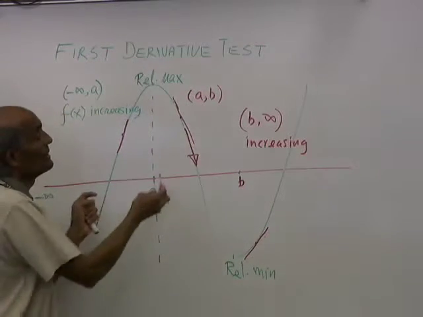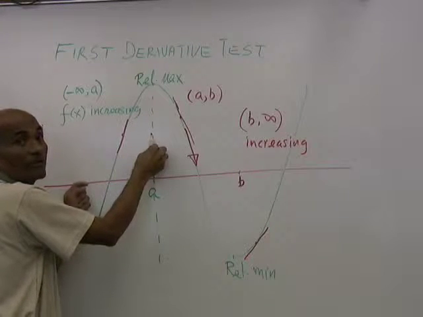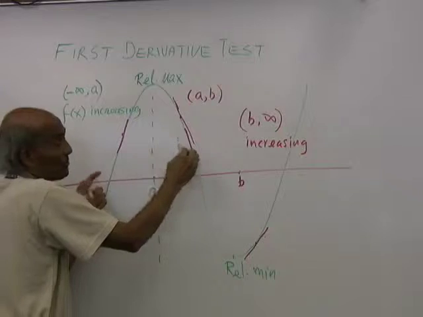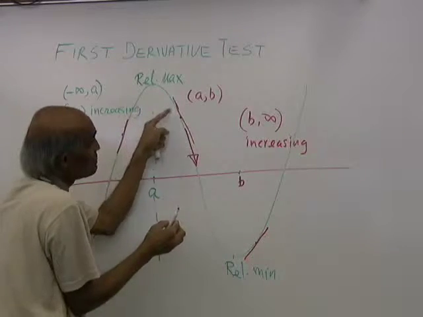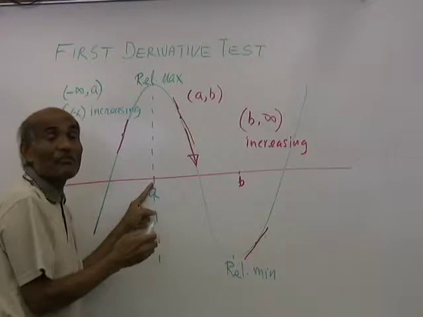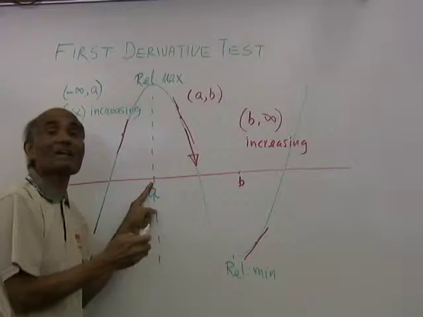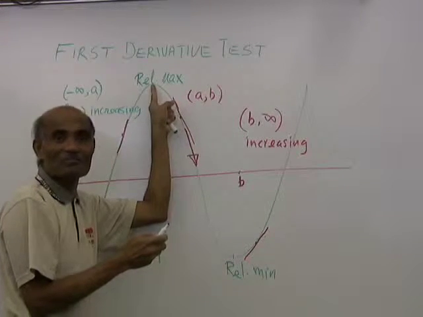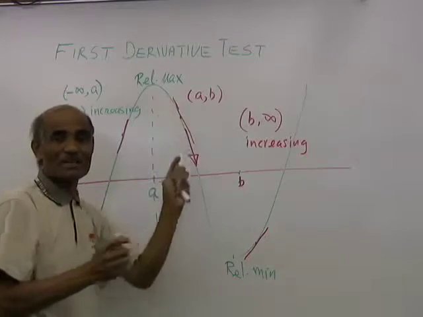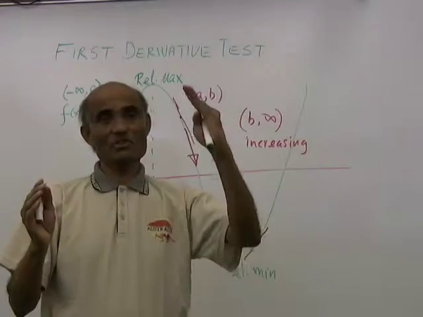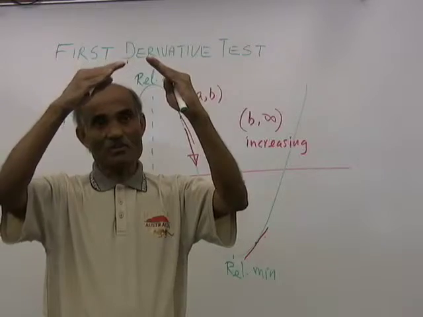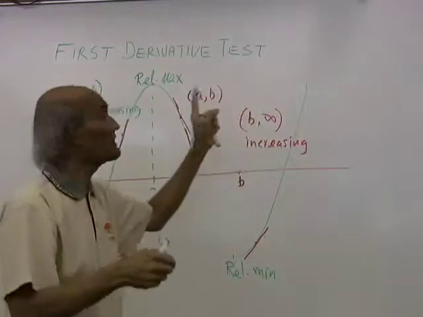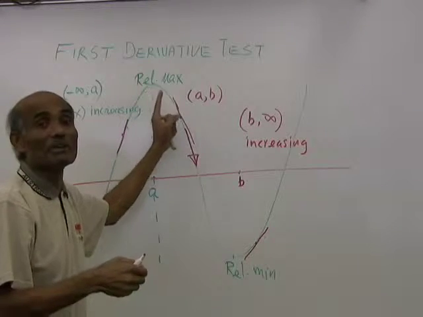And now, to the left of a, the function is increasing. To the right of a, the function is decreasing. Therefore, the function value at a must be a relative maximum. That is the only alternative. Is that right? If on one side the function is increasing, on the other side is decreasing, it means at that point you have a relative maximum.